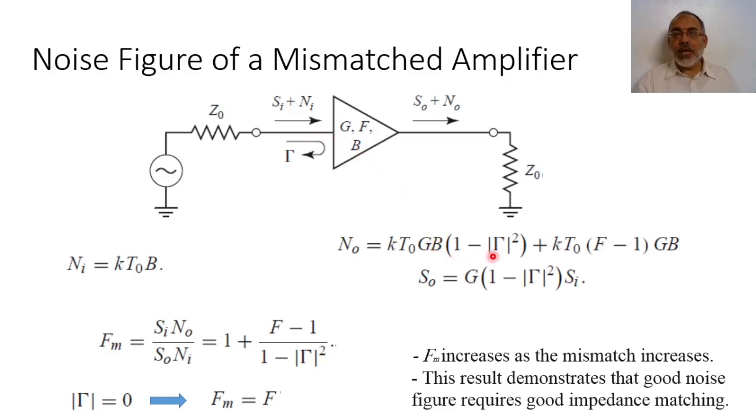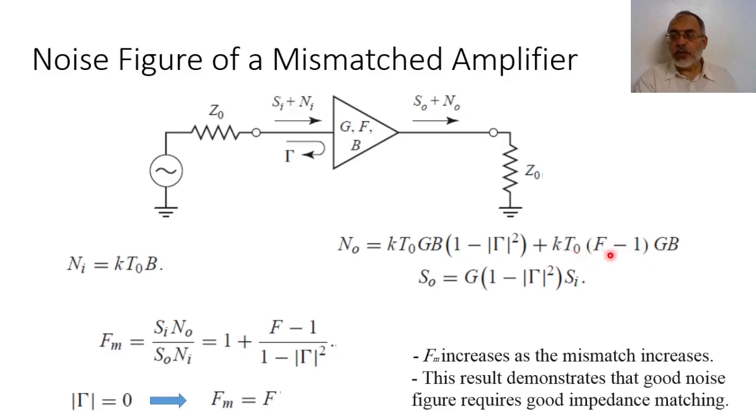In addition to this amplified noise, we have the internal noise from the amplifier itself. The internal noise from the amplifier would be K multiplied by the effective temperature of the amplifier, T effective, multiplied by the gain, multiplied by the bandwidth. The effective temperature for the amplifier can be obtained in terms of the noise figure of the amplifier: the effective temperature would be T naught, the room temperature of 290 Kelvin, multiplied by the noise figure minus 1.